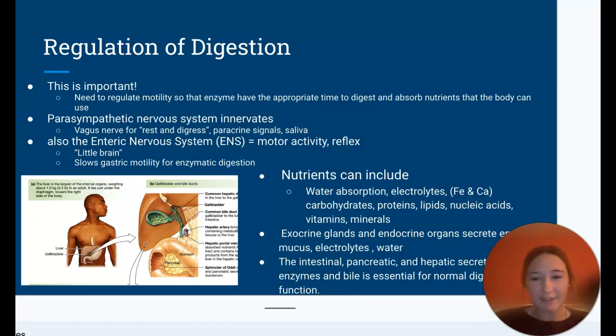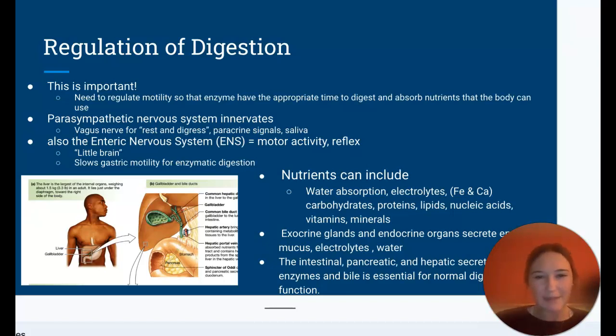Regulation of the digestive system is really important because you want to make sure that the food isn't going so fast throughout our body that we don't have appropriate time to absorb and digest the materials and nutrients that we need. Some ways that we can do that is through the parasympathetic nervous system, which uses the vagus nerve, and paracrine signals, as we talked about, which are local signals that help regulate digestion of certain molecules.